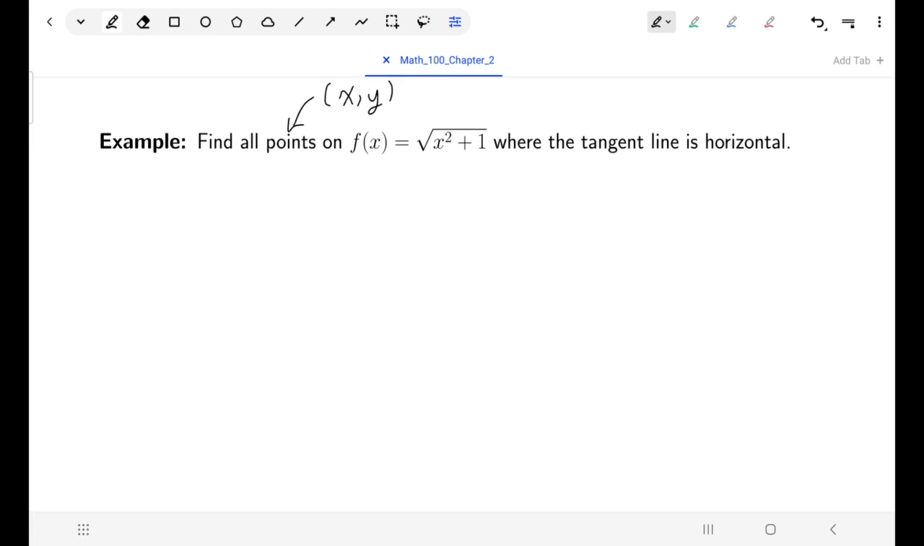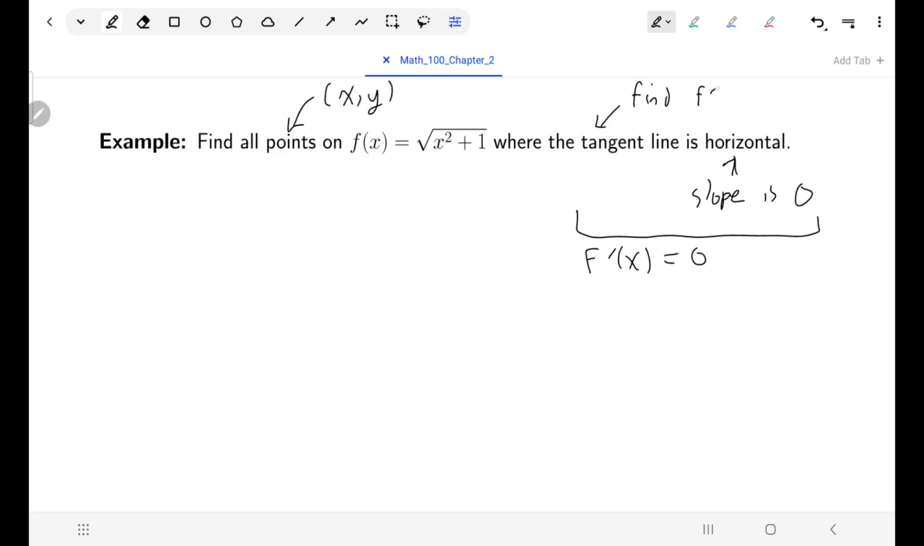If we're thinking about horizontal lines, we know that means the slope is 0. In other words, you want to find out where the tangent line has a slope of 0, or in other words, where f prime is equal to 0. So that's our ultimate goal here. We need to find where f prime of x is equal to 0. And then once we've done that, we can figure out what the y-coordinate for those points are afterwards.